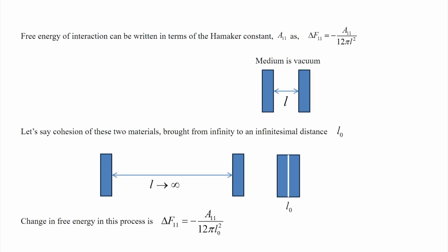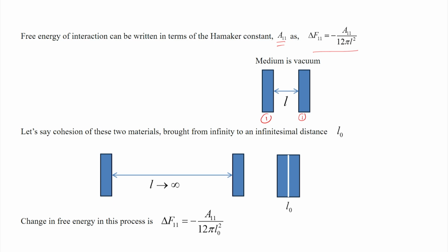So here we have, let us say, two materials of the same kind, therefore represented by 1 and 1. They are at a gap L between them, and the medium is vacuum. So the Hamaker constant is A11, and the free energy of interaction between the two surfaces can be represented by F11 equals minus A11 by 12 pi L squared. That is the interaction energy between these two surfaces.